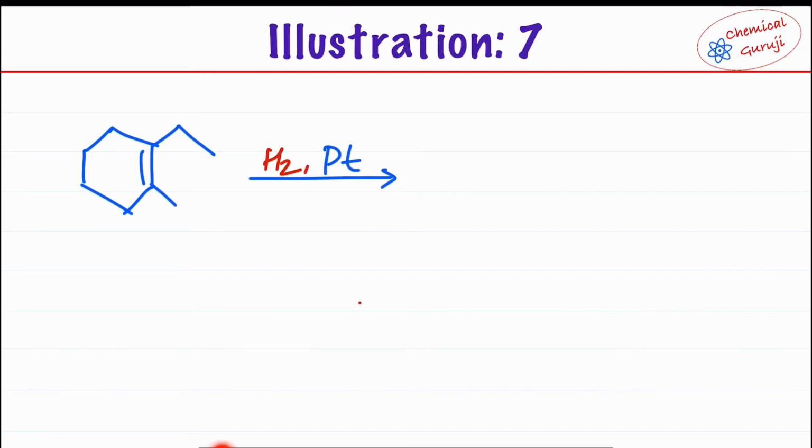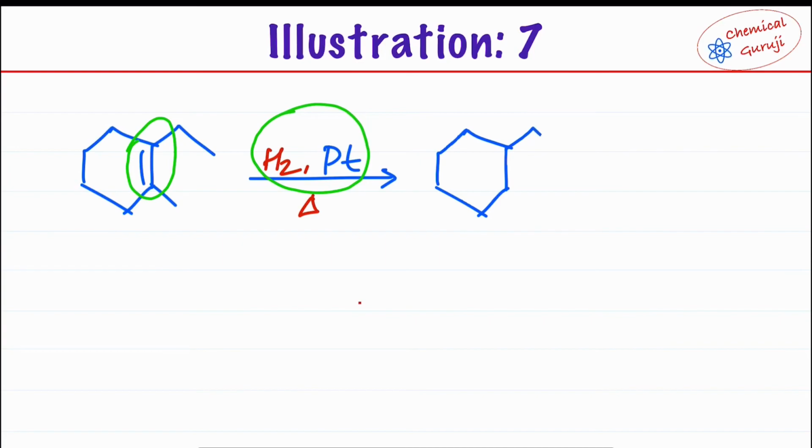Let's see. This is a cyclic unsaturated compound, and this is a 6 carbon ring. So there is no angle strain. So you will say there will be no reaction. But no, it's not like that. Since a pi bond is present in this compound, it gives an opportunity for hydrogen and platinum to reduce it. So we will obtain this product.